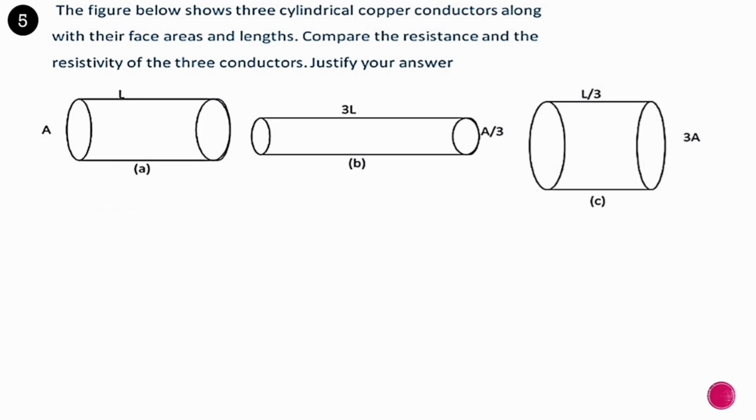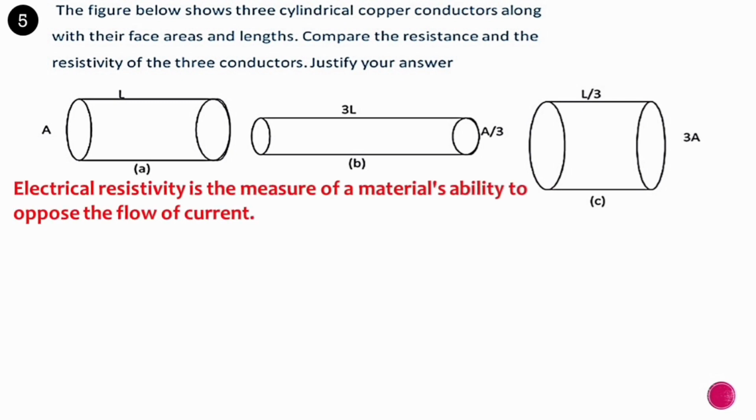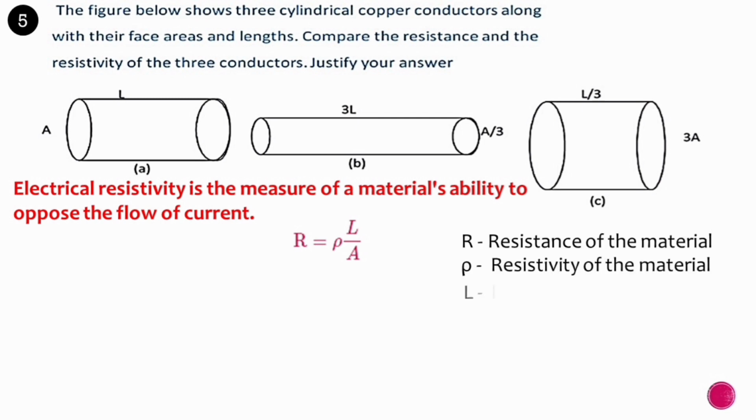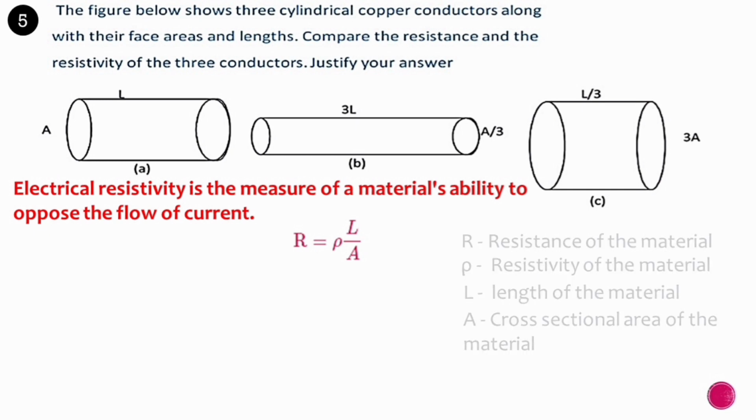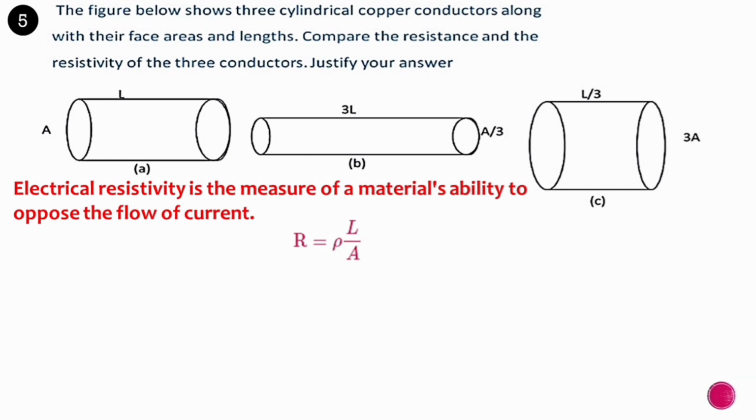The figure below shows 3 cylindrical copper conductors along with their face areas and lengths. Compare the resistance and resistivity of the 3 conductors and justify your answer. Electrical resistivity is the measure of a material's ability to oppose the flow of current. We know that the formula is R is equal to rho L by A, where R is the resistance of the material, rho is the resistivity of the material, L is the length of the material, and A is the area of the material. So let's find the resistance of all these 3 cylindrical copper conductors.